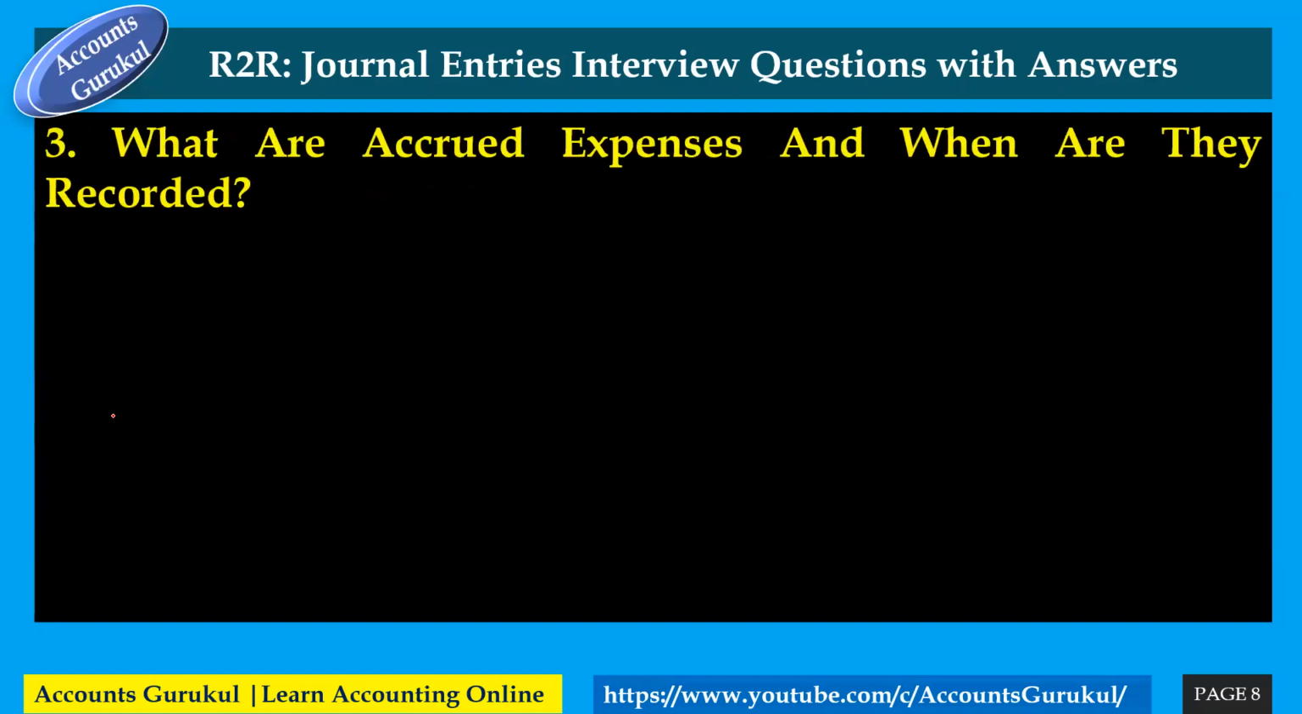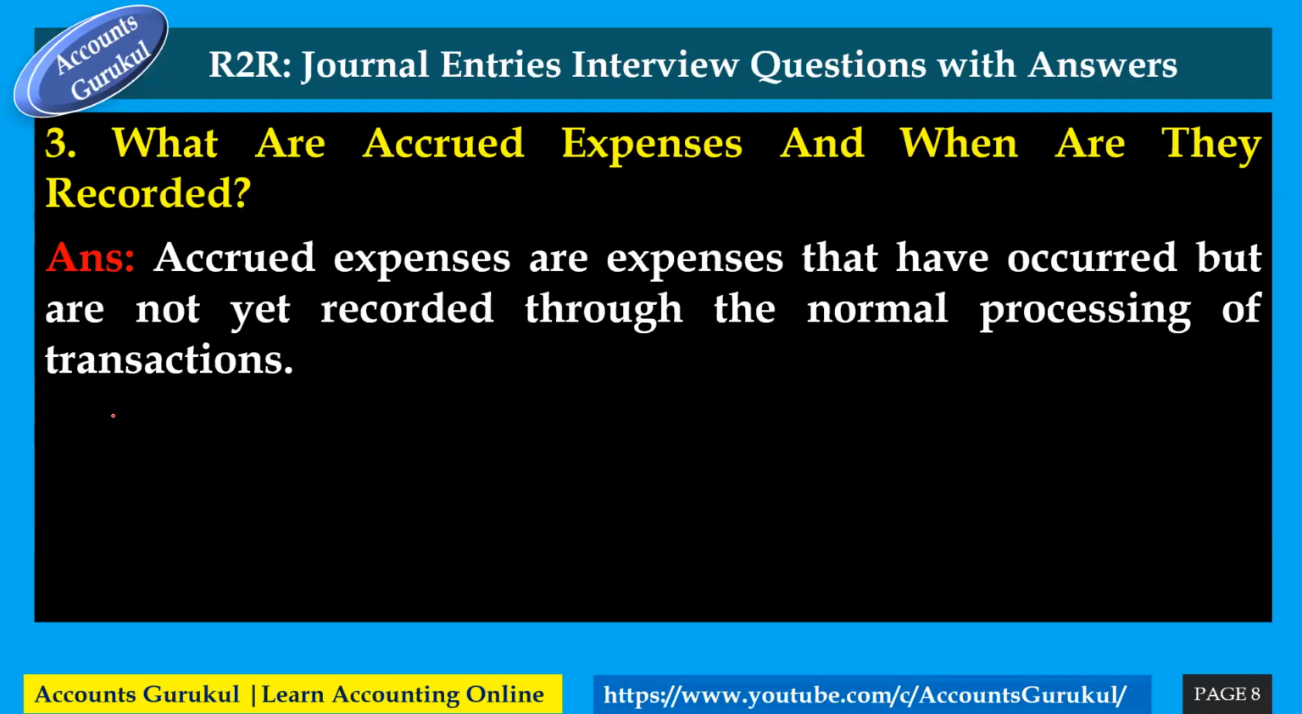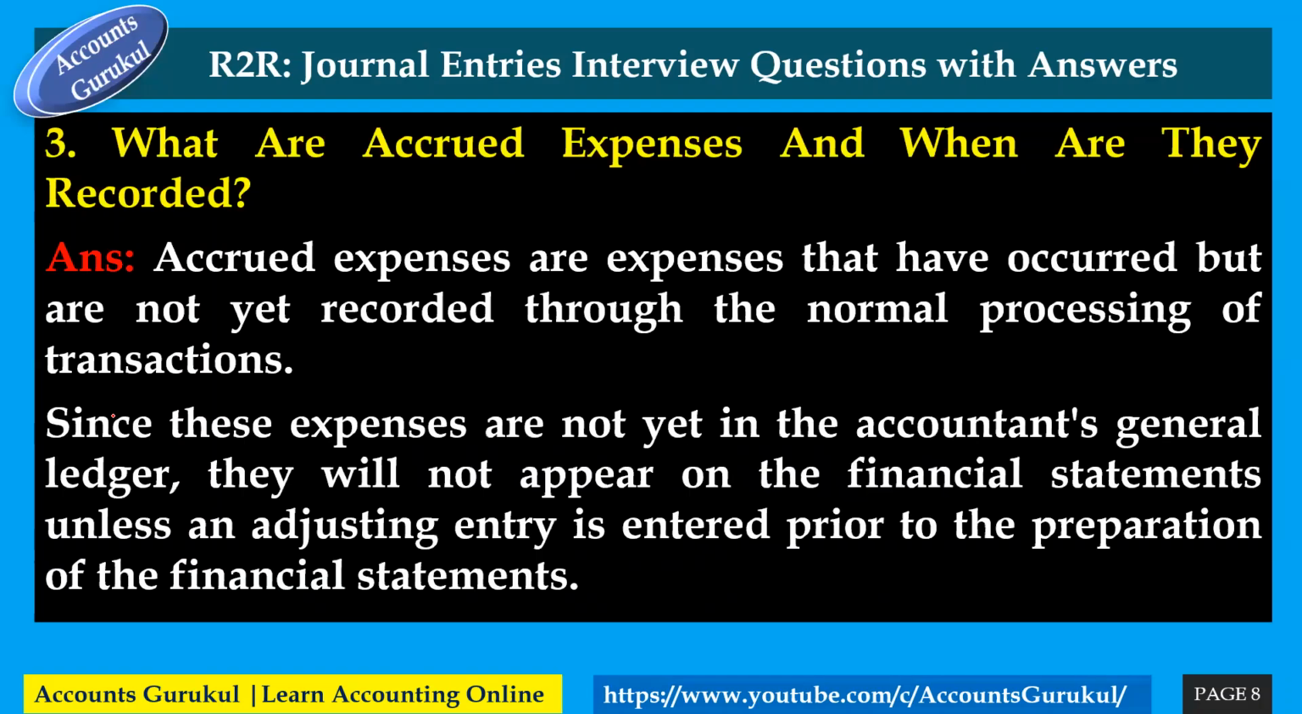What are accrued expenses and when are they recorded? Accrued expenses are expenses that have occurred but are not yet recorded through the normal processing of transactions. It says that the expense was rendered, occurred, delivered, but we haven't recorded it through the normal processing of transactions, which means you have received the invoice and you book that invoice into the system. Since these expenses are not yet in the accountant's general ledger, they will not appear on the financial statements unless an adjusting entry is entered prior to the preparation of the financial statements.